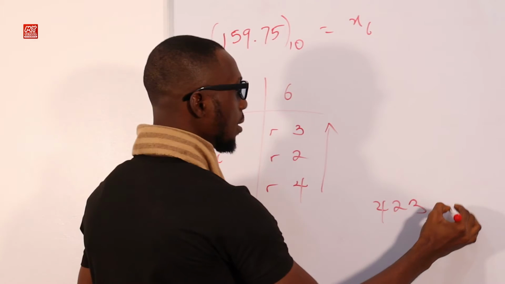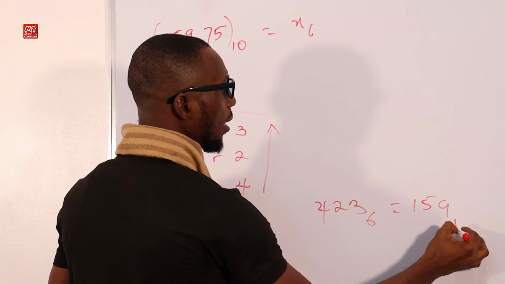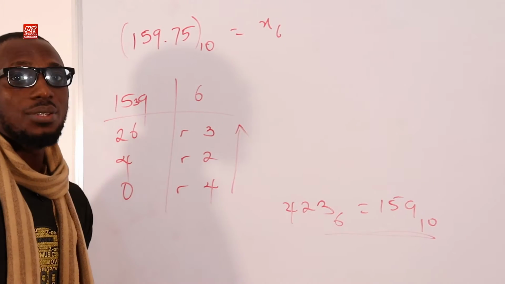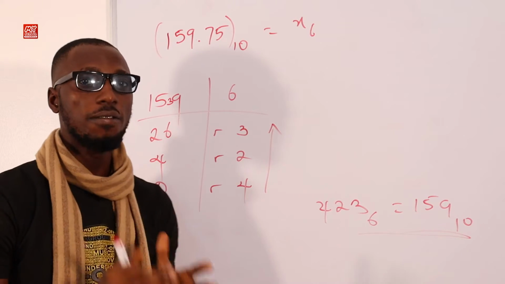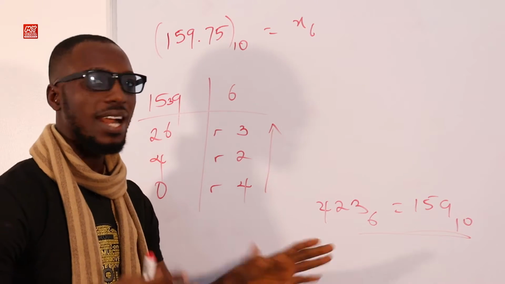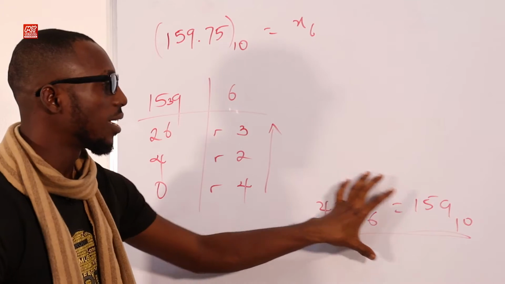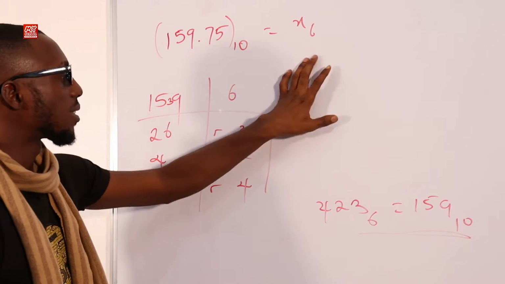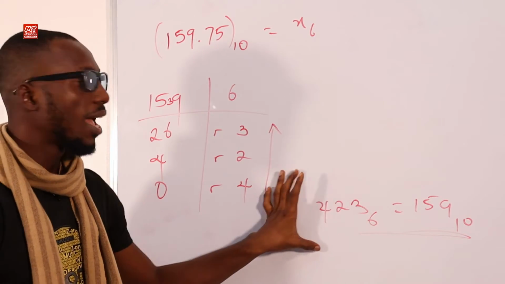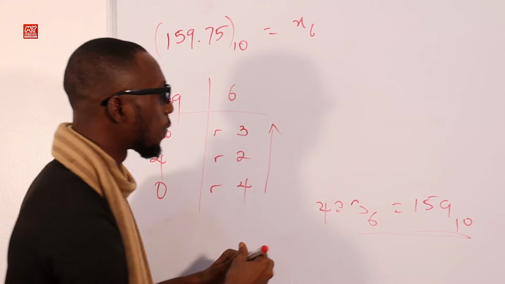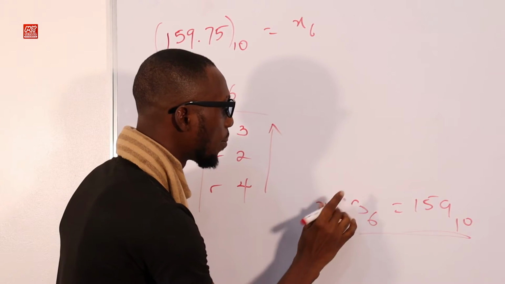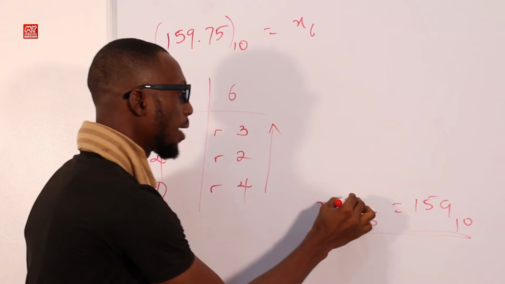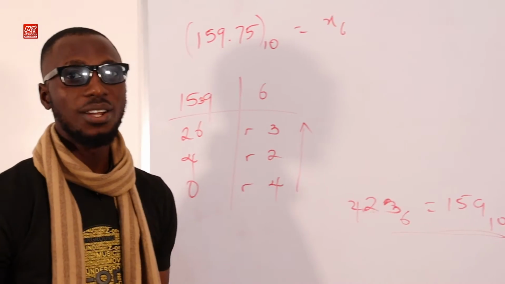So in base 6, 423 equals 159 in base 10. So I can decide to stop here, because of the need for speed, all right, and accuracy. So you can see 423 equals 159 in base 10. So I can tell you that x falls within the range of 420 something or 400 and something. All right, so let's just go back to the screen and select the correct option. This makes our work faster and easier.